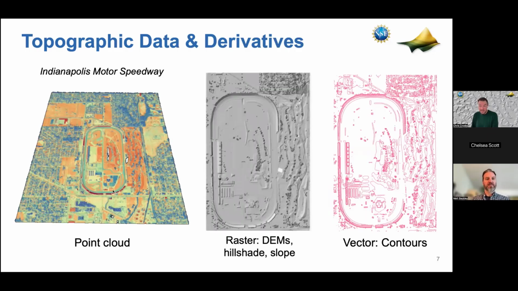So we're talking about topographic data. We're talking about these kinds of products. So this is Indianapolis Motor Speedway as an example. On the left is a LiDAR point cloud data set. So this is the raw laser bounces, the kind of XYZ positions of the Earth's surface underneath the place where the plane flew. In this case, it's colorized by laser intensity. So we'll talk more about this next week.